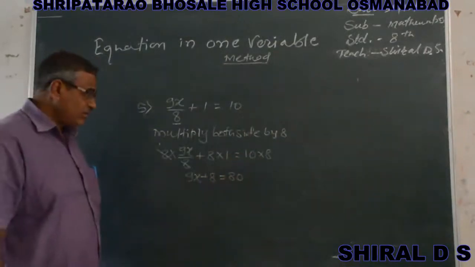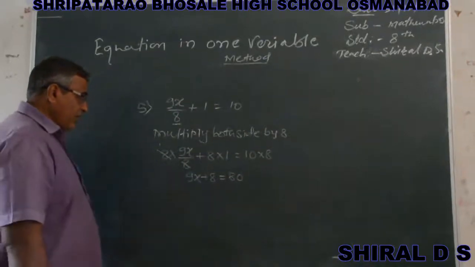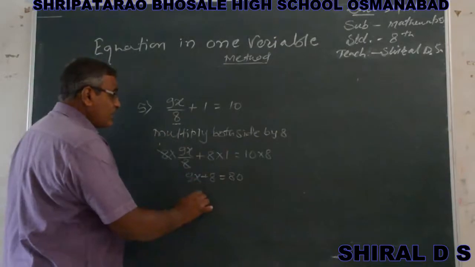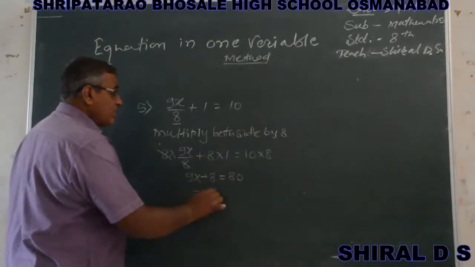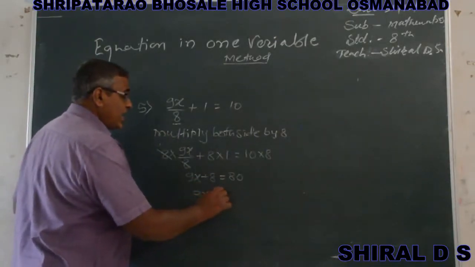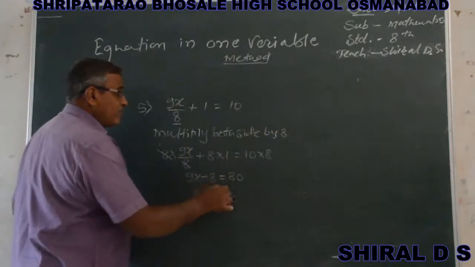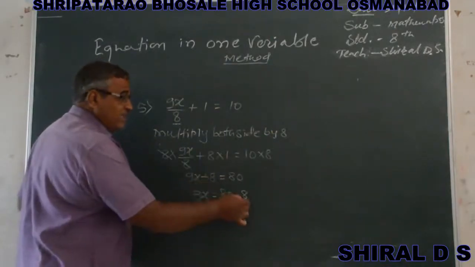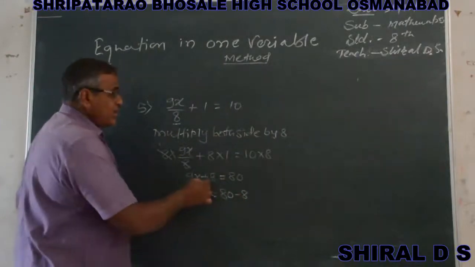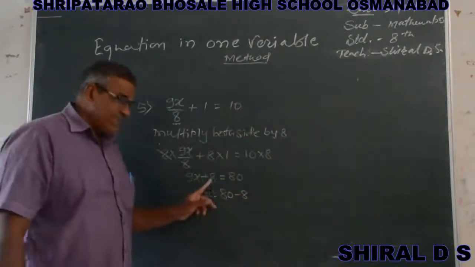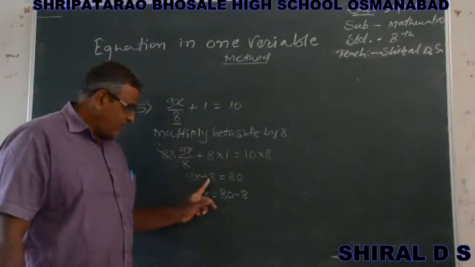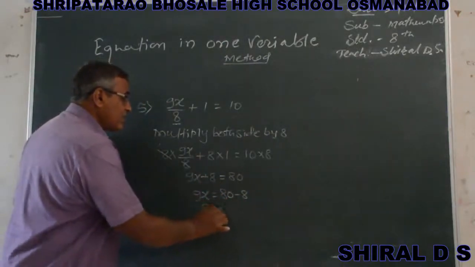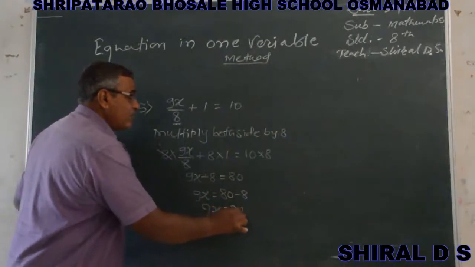Multiplication is 80. Then 9x is equal to 80 minus 8. Plus 8 on this side becomes minus, it means the opposite process is there. Plus 8 here, minus 8 here. So 9x is equal to 72.